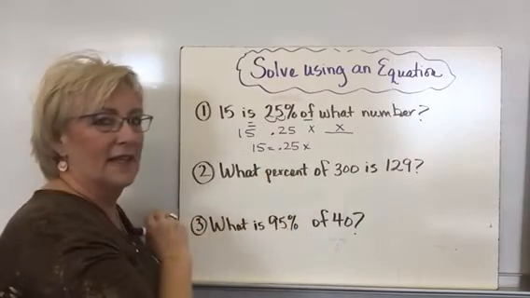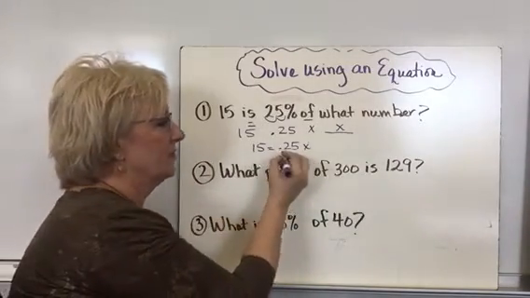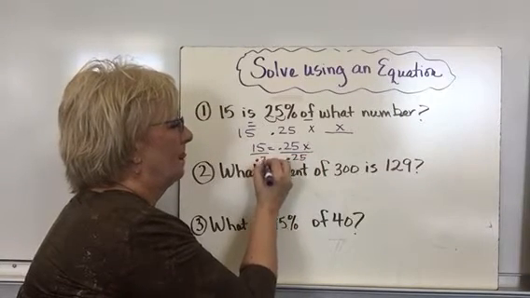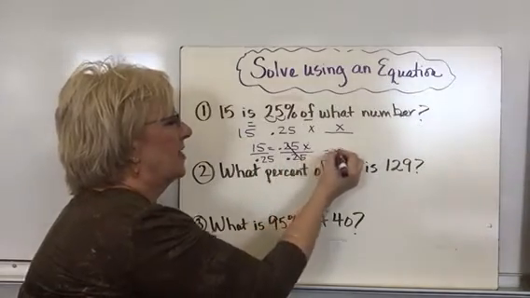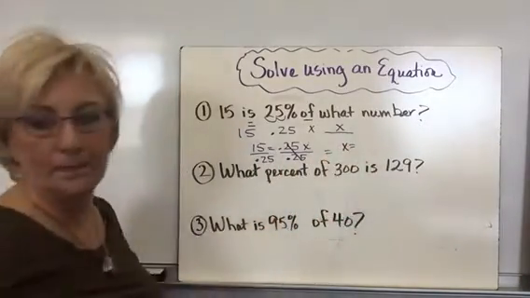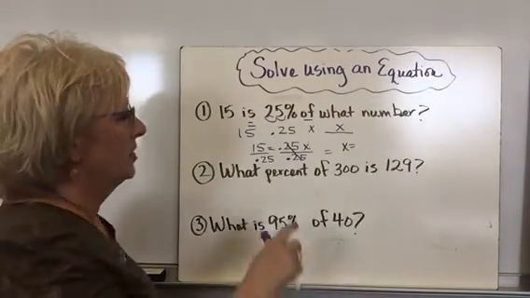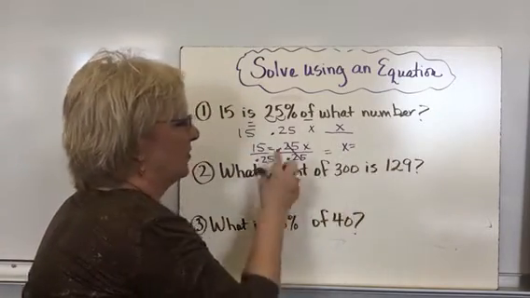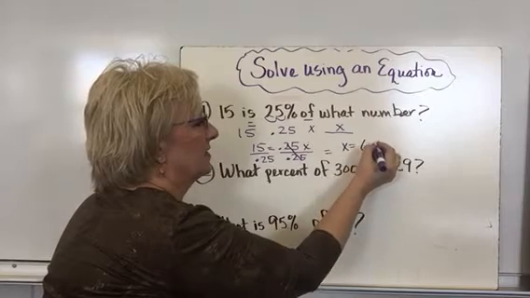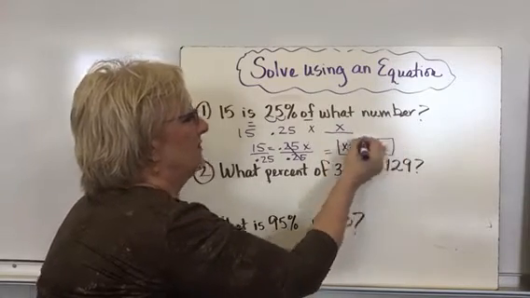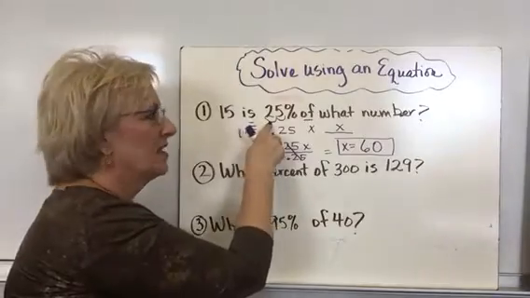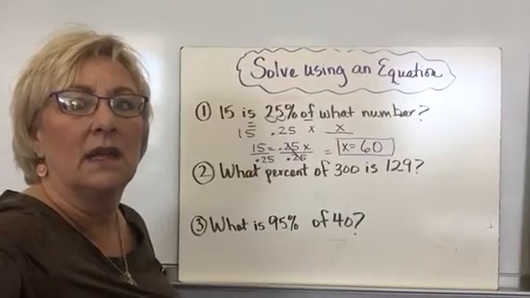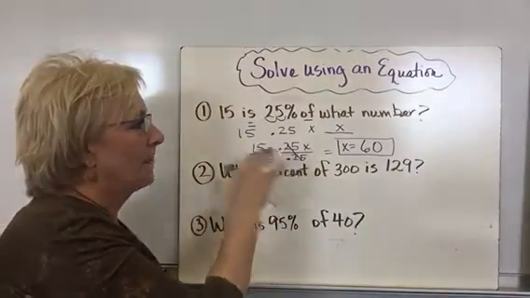So what have I got to do to isolate the variable x? I've got to do the inverse of multiplication, so I've got to divide either side by 0.25. And when I do this, I know that x is going to equal 60. So I'm going to use my calculator and say 15 divided by 1/4 or 0.25 or 25 hundredths is going to equal 60. So it's going to read 15 is 25% of what number? The number is going to be 60.